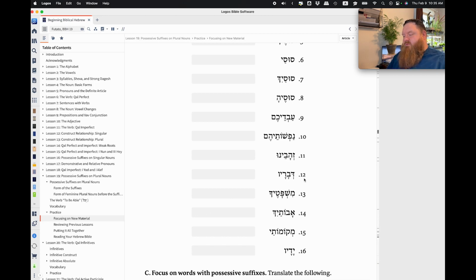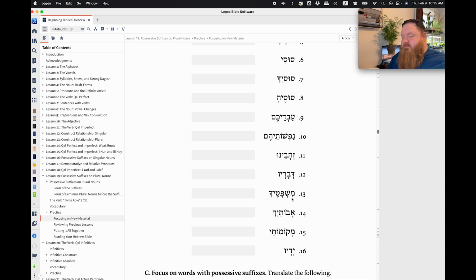Number 12, we've got devarav. Devarav is davar, and then we've got the vav here, which tells me it's his. All right, but is it his word or is it his words? Well, the yod here indicates that davar is going to be plural, so this is his words.